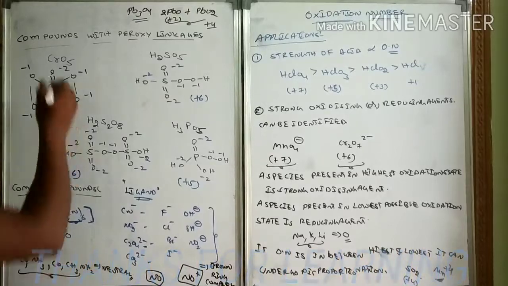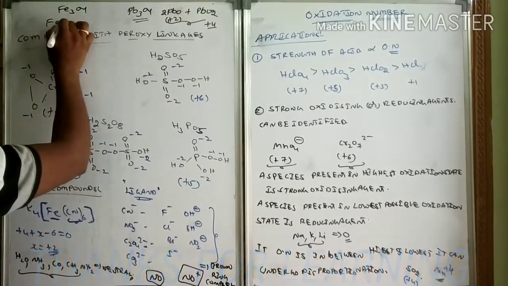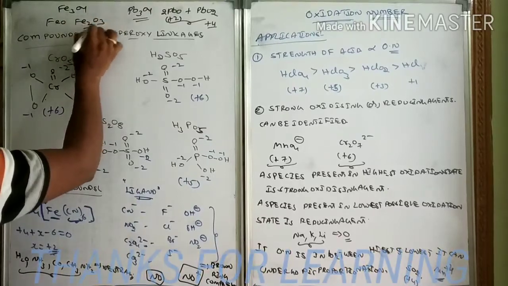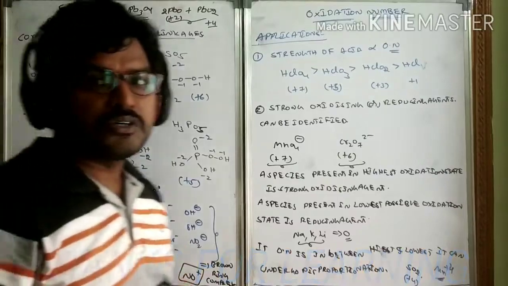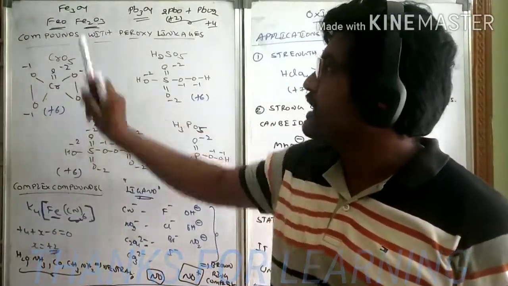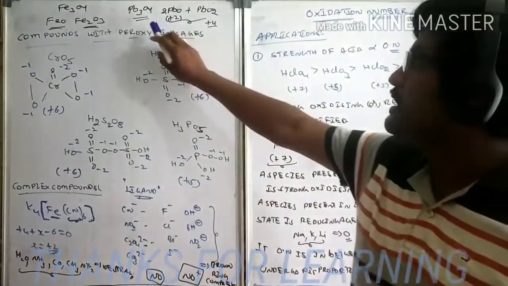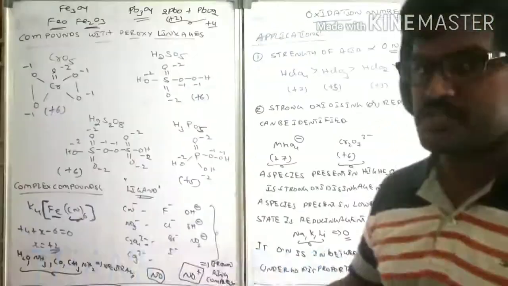And if you see Fe3O4, in Fe3O4 also FeO is there and Fe2O3 is present. In this type of compounds you have to identify. Here iron is present in +2 oxidation state and then +3 oxidation state. In Pb3O4, it is present in +2 oxidation state and +4 oxidation state.